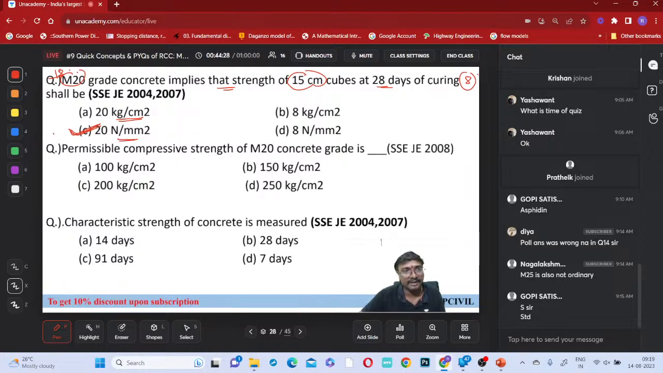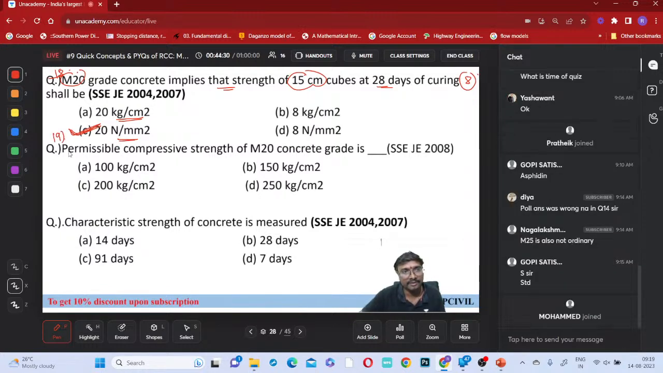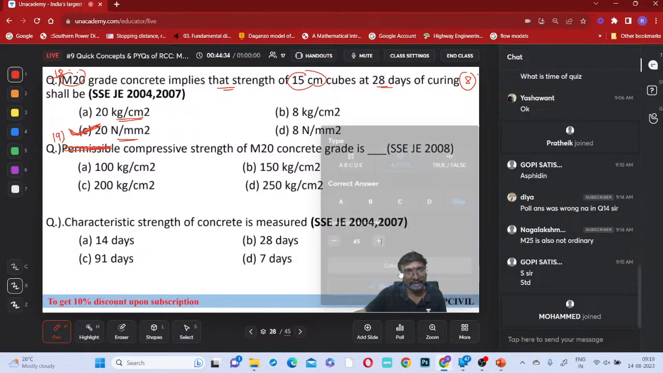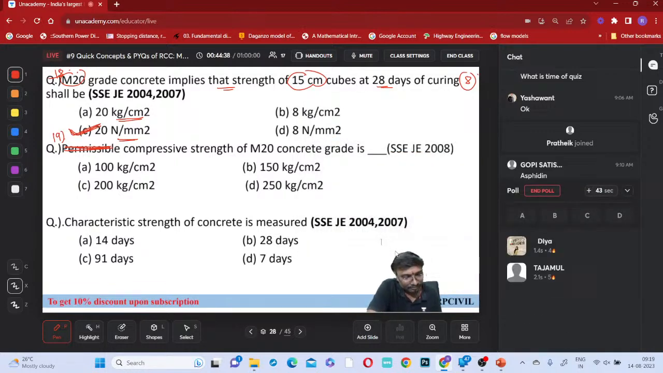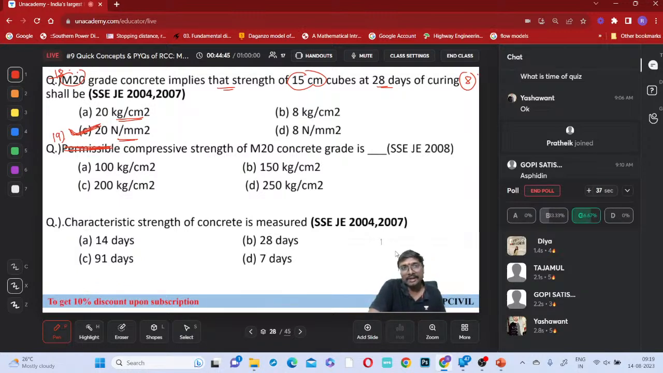This is question number 18. Question number 19, you go for this. Try to select your answer. Muhammad, good morning. Dia, Tajamul, Gopi, Yashwant answered correctly.